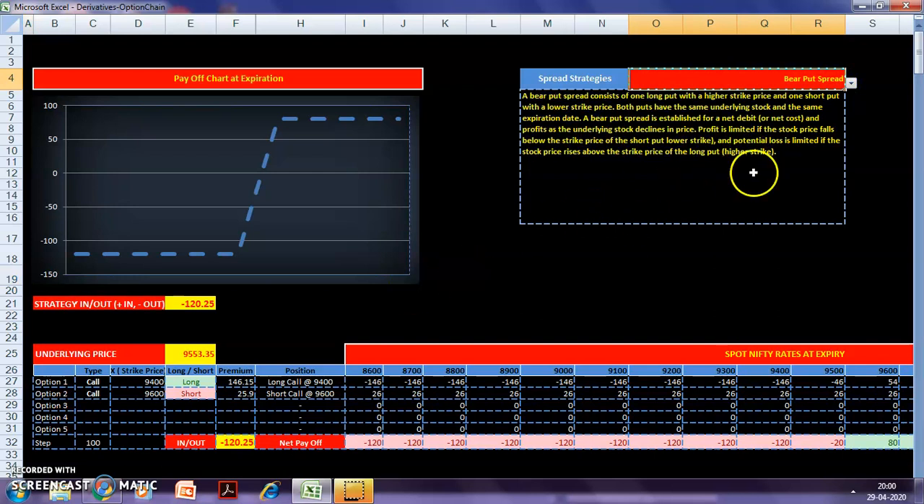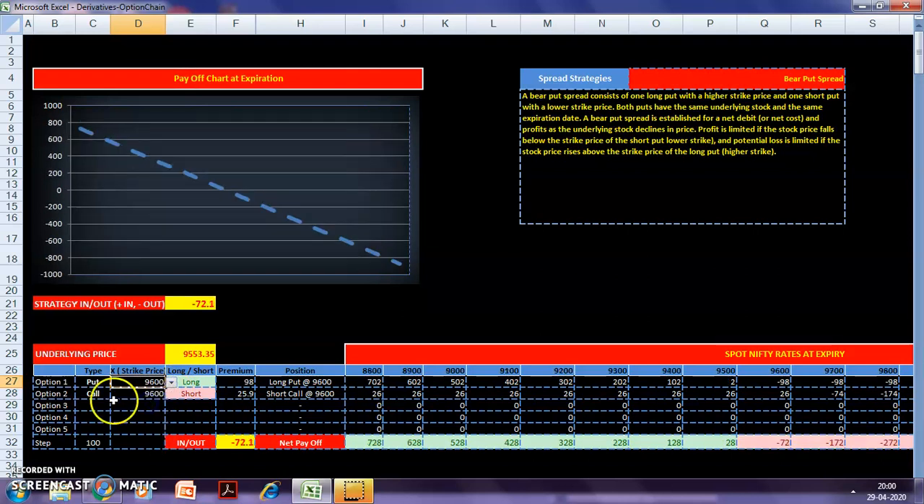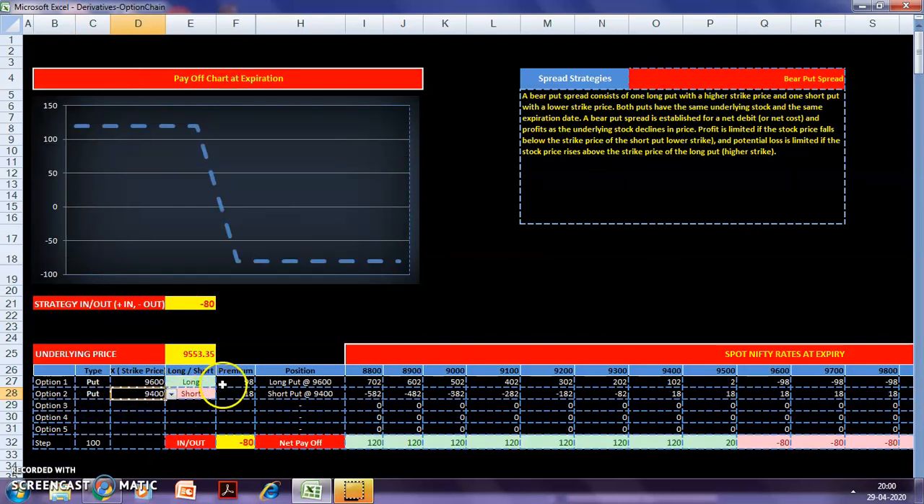And we can look at a bear put spread also. A bear put spread consists of one long put with a higher strike price and one short put with a lower strike price. So let us create it here. Let us select a put. Now let us create it with a high strike price, say 9600. You long that, and a put with a short, say 9400.